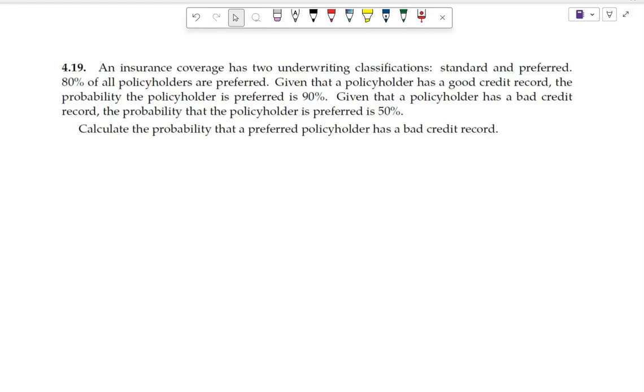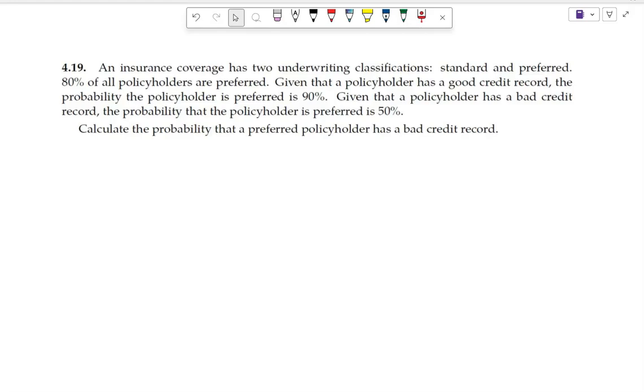We've got two underwriting classifications, standard and preferred. It tells you that given a policyholder has a good credit rating, the probability that they're preferred is 90%. If they have a bad credit rating, the probability that they're preferred is 50%. We want the probability that a preferred policyholder has a bad record.